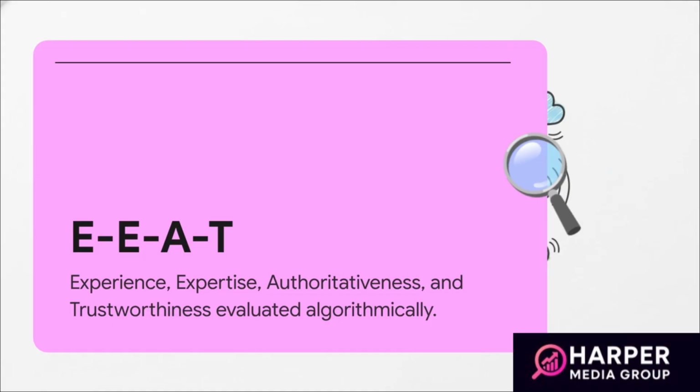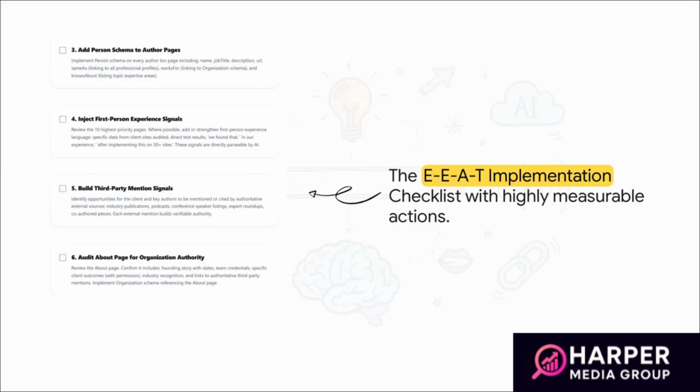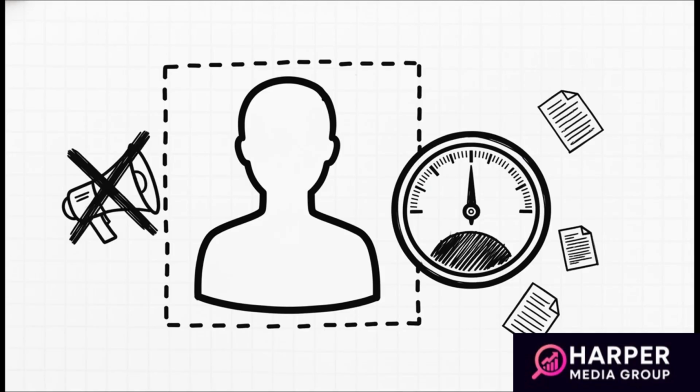We are no longer trying to convince a human rater, we are feeding highly specific, machine-parsable signals directly to an algorithm. To pull this off, we have to focus on highly measurable actions step by step. You absolutely need to be adding person schema to your author pages, injecting first-person experience signals, like explicitly stating, "We audited 50 sites," instead of just throwing out a general claim, and systematically building verifiable third-party mention signals across the web. So why do so many great sites fail the trust test?